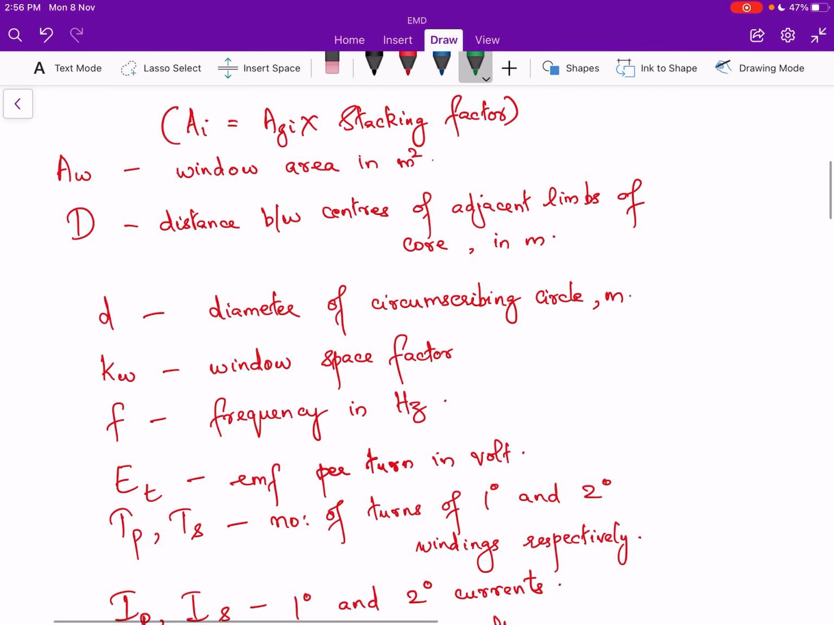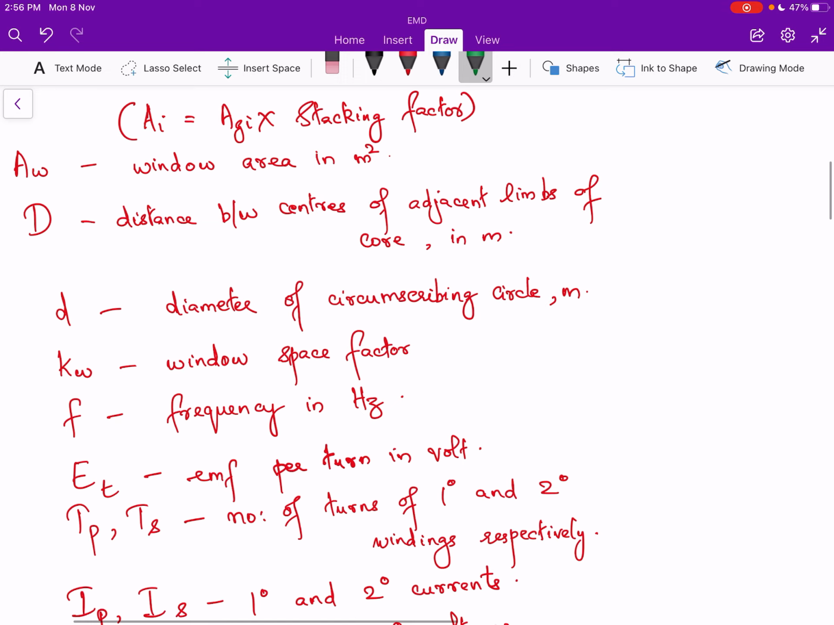Now next is small d. Small d is the diameter of the circumscribing circle. So if you are considering the transformer like this, this is a transformer core. If we section this transformer in this manner, then we'll get it like this. The transformer section will be like this, and the windings will be wound around this.